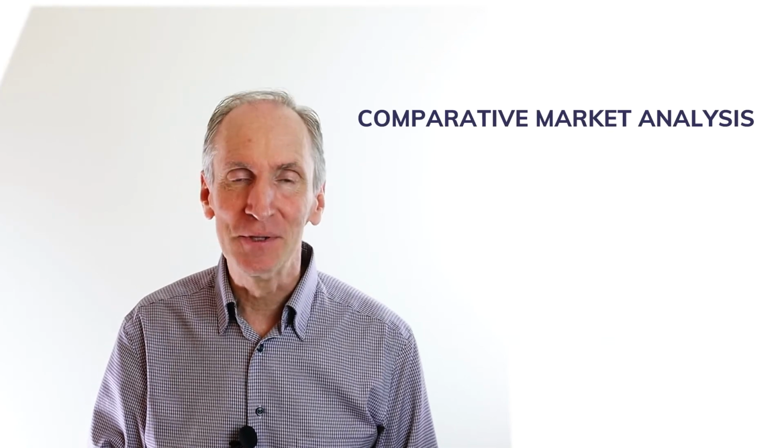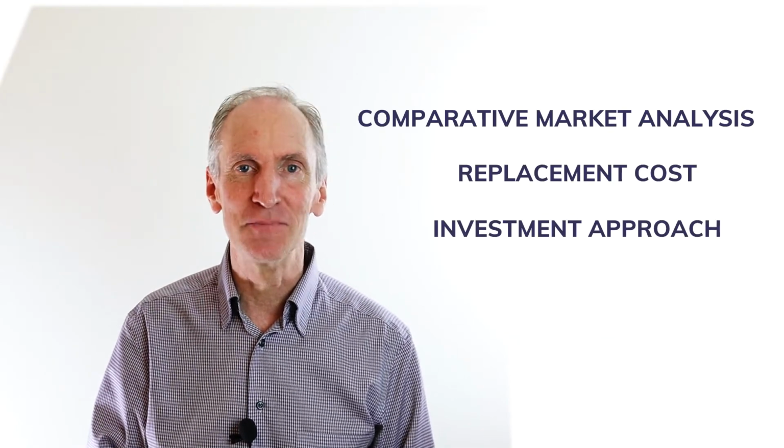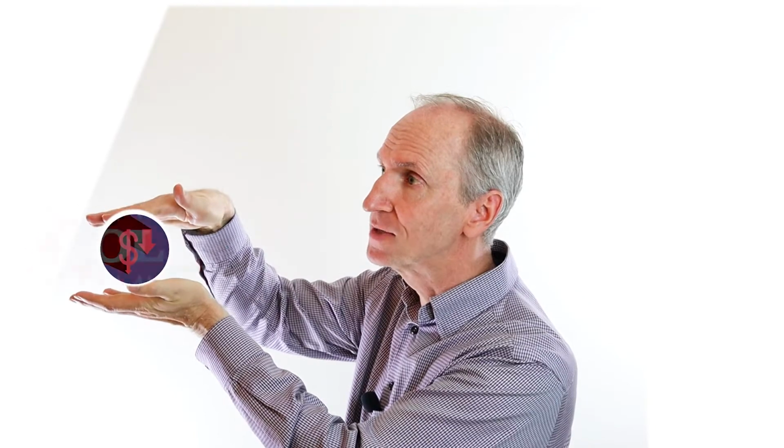So there you have it. 3 ways to figure out what a house is worth: comparative market analysis, replacement cost, and an investment approach. Ultimately, any house is going to sell for the highest possible price that a qualified buyer will pay and the lowest price that a seller will sell. Making money is simple, but life can be hard.